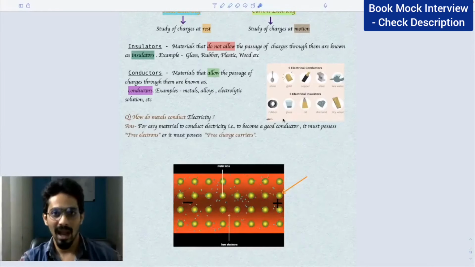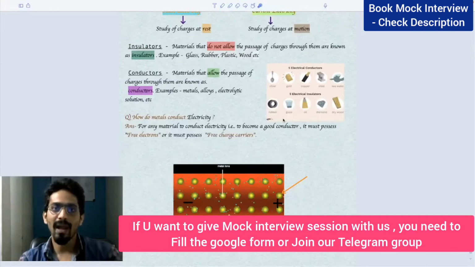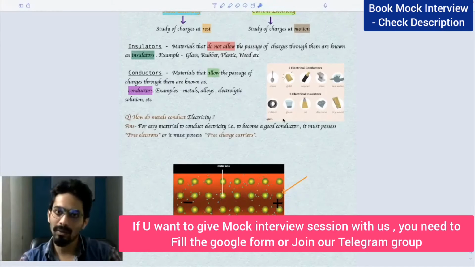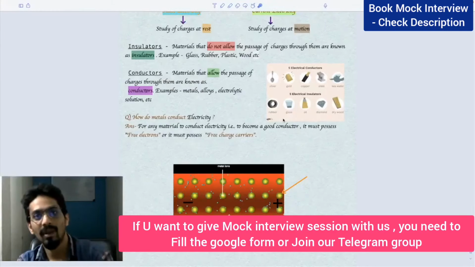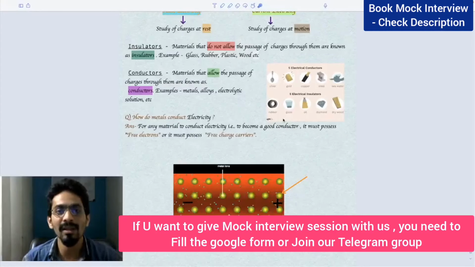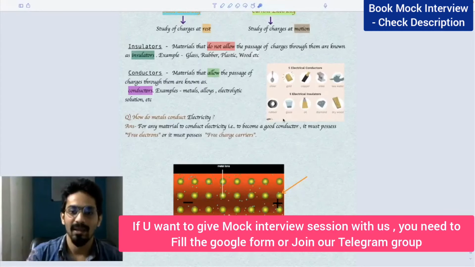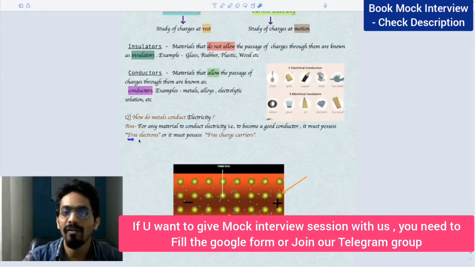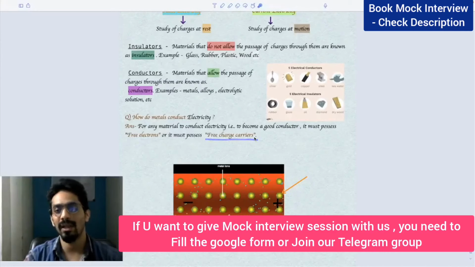Now, I'm asking you a question. Why do insulators not allow the charges to pass through them while conductors allow? What is the reason behind it? Yes, the reason is free electrons, or we can also say free charge carriers.